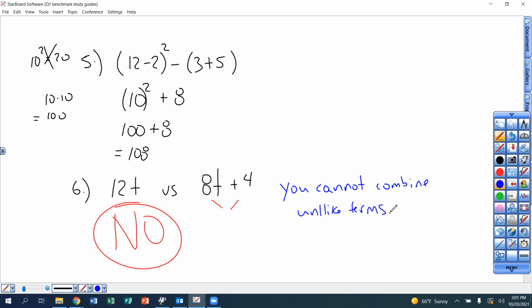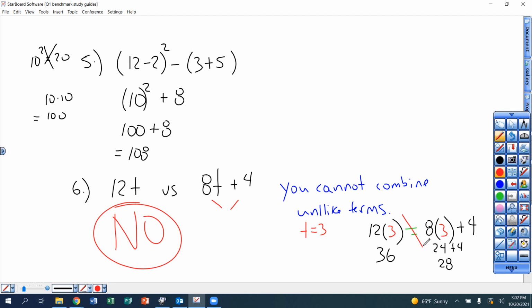Some people prove to me that they're not the same by plugging in a number for t. That's kind of the proof way. If I take the same number for t and plug it into both expressions, if one expression gives me a different number or answer than the other, that proves that these are not equivalent. 12 times 3 will give me 36. That other expression with the same 3 would give me 24. 8 times 3 first, and then add 4 gives me 28. You can see those are not the same. Some people are showing me mathematical proof.